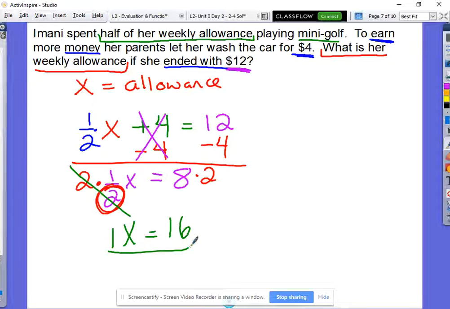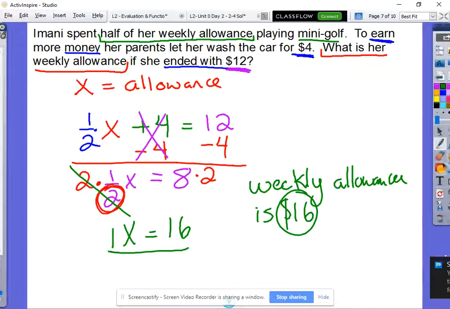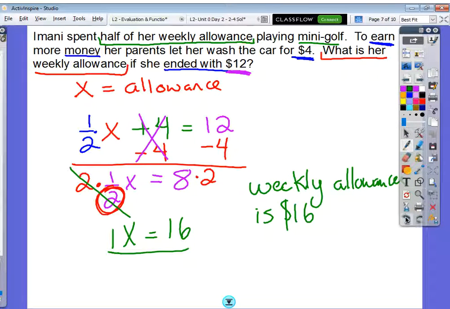So now you've got to make sure you answer a word problem using words. So if you just write down 16, not quite right. What you really want to write down is her weekly allowance is $16. There you are. Okay? So you really want to use words to answer a word problem.